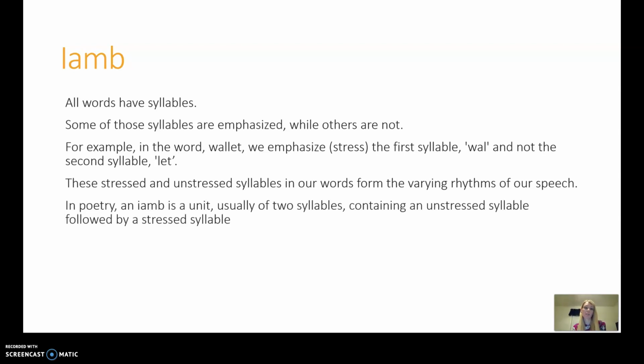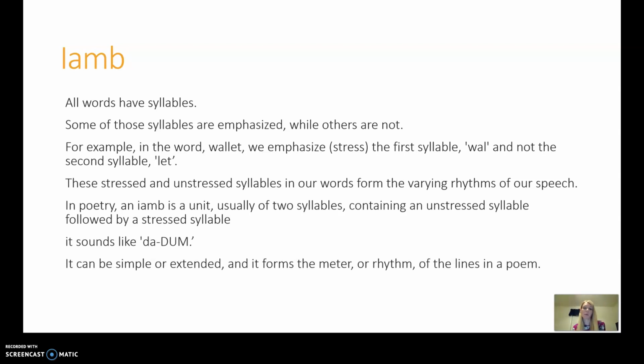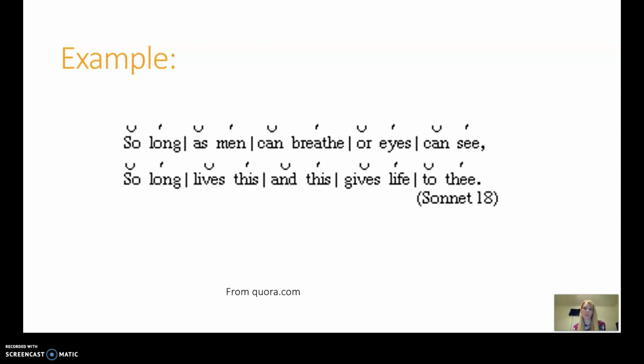In poetry, an iamb is a unit, usually of 2 syllables, containing an unstressed syllable followed by a stressed syllable. It sounds like da-dum. It can be simple or extended, and it forms the meter or rhythm of the lines in a poem. All right, here's an example from Sonnet 18. So long as men can breathe or eyes can see, so long lives this, and this gives life to thee.